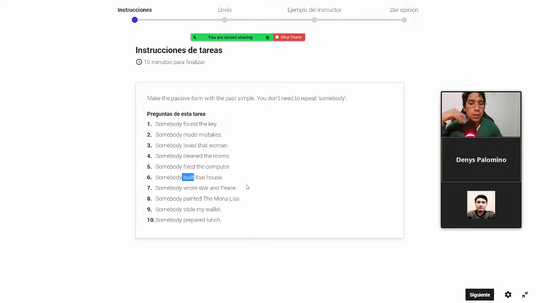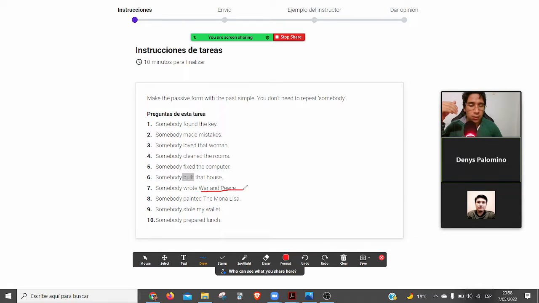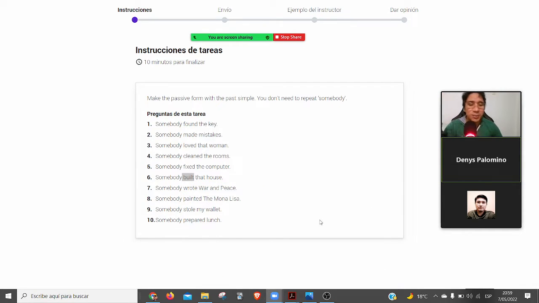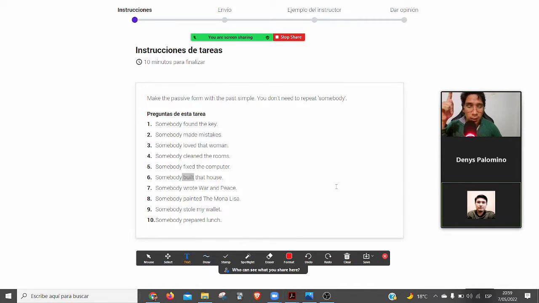The next one is number seven. War and Peace were written. War and Peace is the title, it's just one book. So was written. Maybe, if you say was reading, it could be one book or another book, so we need context. Yes, maybe you're right. Next, Jimmy. Somebody painted the Mona Lisa. The Mona Lisa was painted by somebody. Yes. Next, focus on this. Jimmy. My wallet was stolen. Your wallet was stolen. Great.